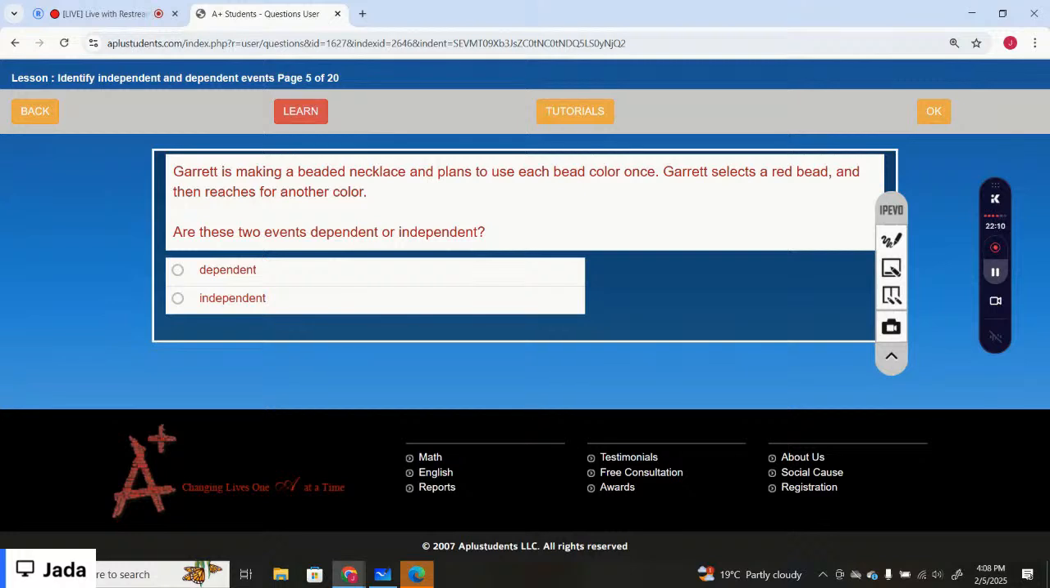Garrett is making a beaded necklace and plans to use each bead color once. Garrett selects a red bead and then reaches for another color. Are these two events dependent or independent?